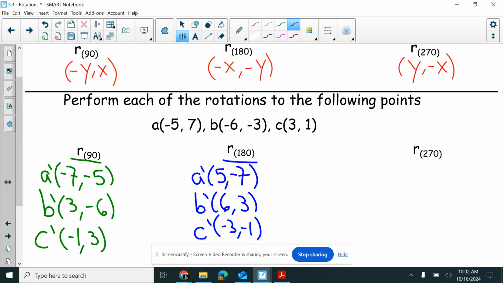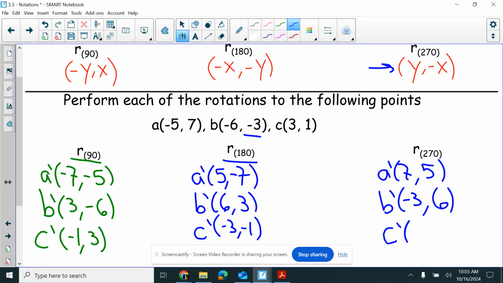Now for a 270-degree counterclockwise rotation, my rule is the y stays the same, and then the x becomes the opposite sign. So we write the y coordinate first, whatever that is. I write 7, and then the x becomes opposite, so it'd be positive 5 instead of negative 5. For the B coordinate, I write the y coordinate first, so I write negative 3, and then the x coordinate becomes the opposite sign, so positive 6. For the C coordinate, I write the y coordinate first, which is 1, then the x coordinate becomes the opposite sign, negative 3. That's how you apply your 3 rules for rotations.